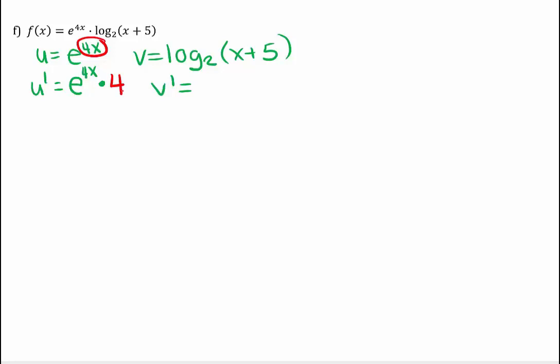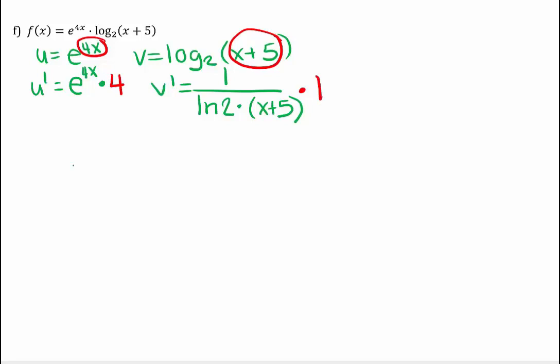Now I'm going to do the same kind of thing for my v prime. My outside function is the logarithm. My inside function is the x plus 5. The derivative of log base 2 of something would be 1 over natural log of 2 times that something. But then the chain rule says we have to multiply by the derivative of what was inside that logarithm, and the derivative of x plus 5 is 1.